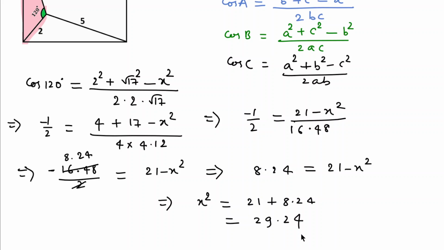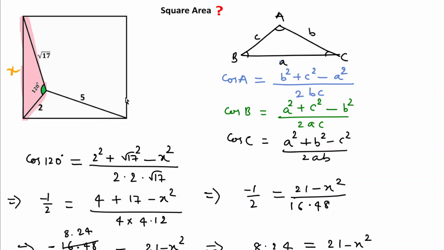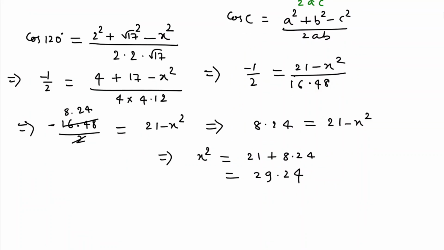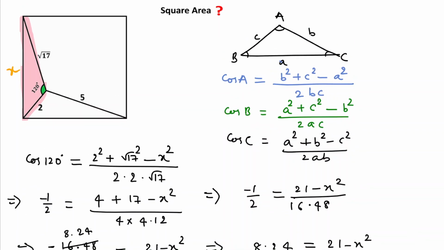Since we have to find the area of this square, the area of this square will be what? We can write square area equal to side square, and the side we have considered as x, so x square, and x square we have just calculated as 29.24 unit square. So this will be the required answer for this question. Okay, 29.24 will be the required answer.